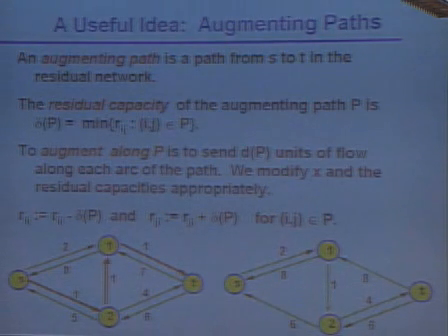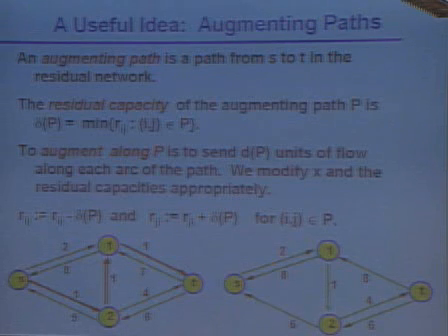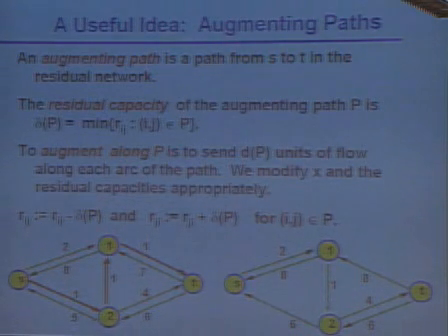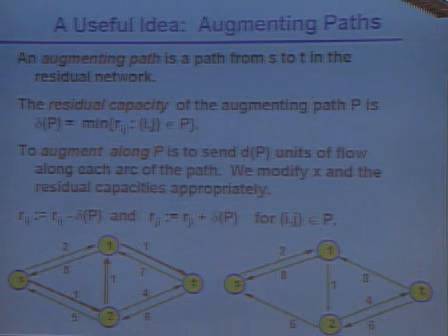Okay? Is everybody comfortable with that? Similarly, from 2 to T, you're sending 1 extra unit, so the forward capacity becomes 3, and the backward capacity becomes 7. Okay.